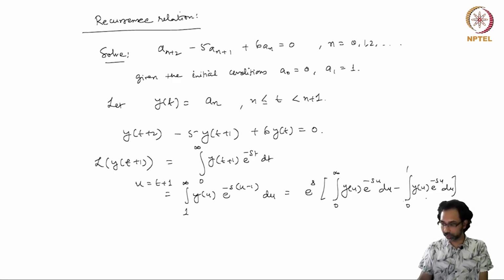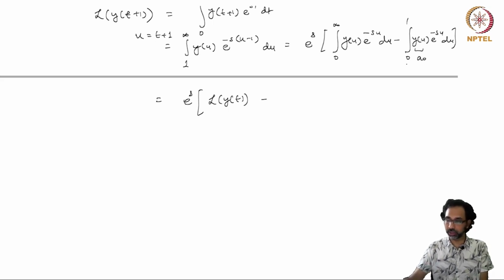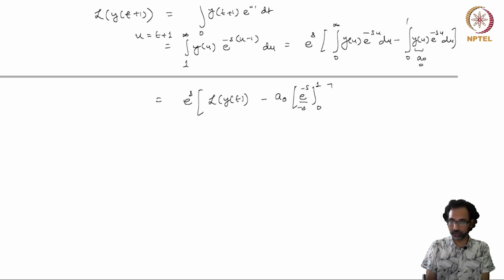On the other hand, this gives us e^s times the Laplace transform of y(t), minus, this is simply a0 because u is between 0 and 1, so this is simply a0 times the integral of e^(−su), which is e^(−su)/(−s) from 0 to 1. So this is e^s times (Y(s) − a0 (1 − e^(−s))/s).